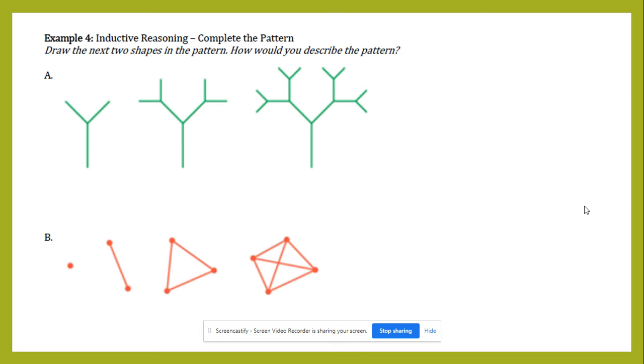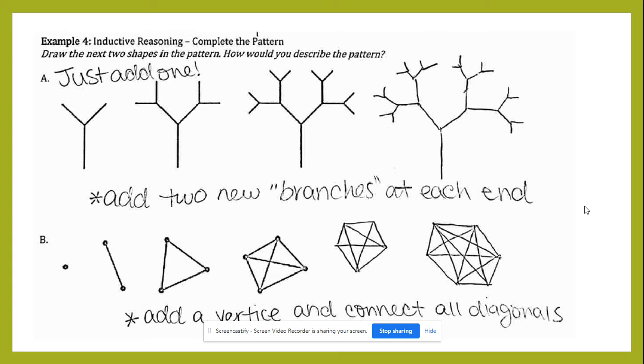And then in B, I notice that we start with 1 dot, then there's 2 dots, then there's 3 dots, then there's 4. And they're connecting all the dots in as many ways as possible. Here's one way to say what's happening in that second pattern. For that second pattern, we add a vertex and then connect all of the diagonals. So in the first spot, there's no other vertex to connect, so we're just having one dot. With 2 dots, we connect them, that's a line segment. 3 dots make a triangle. 4 dots, we got a quadrilateral. And make sure that you're connecting across the way.